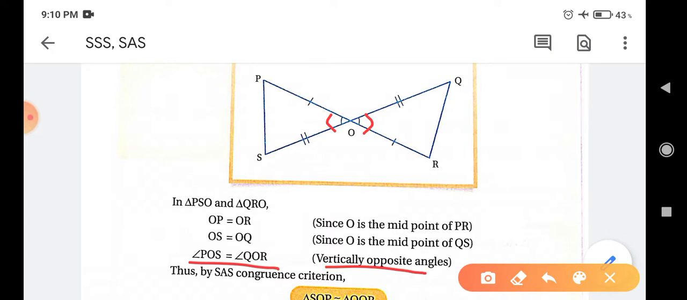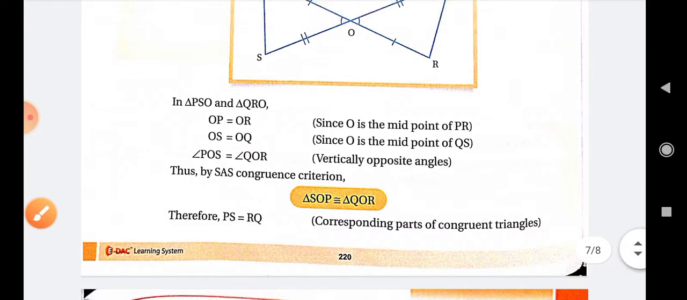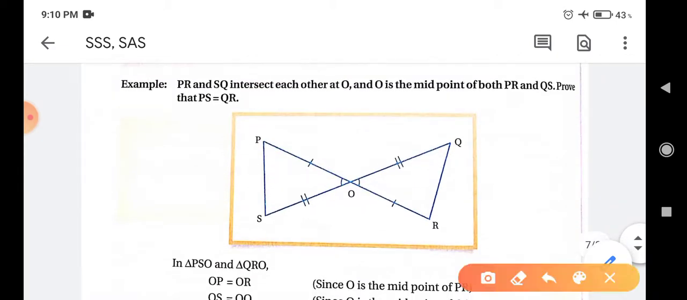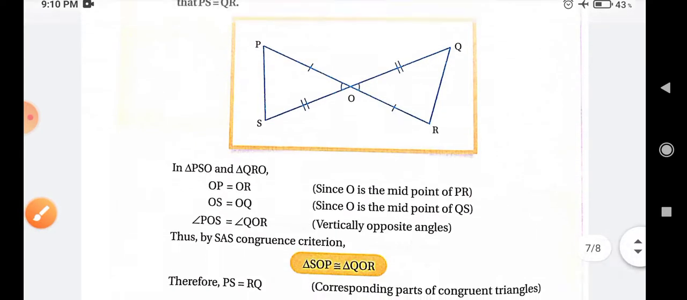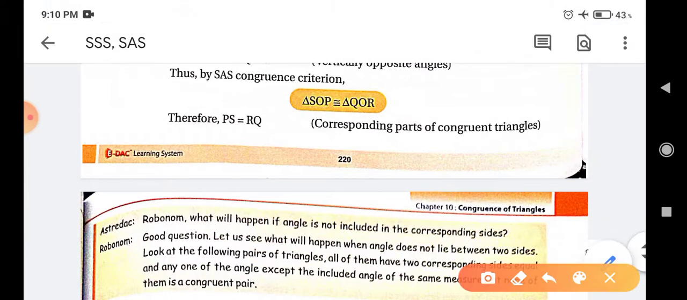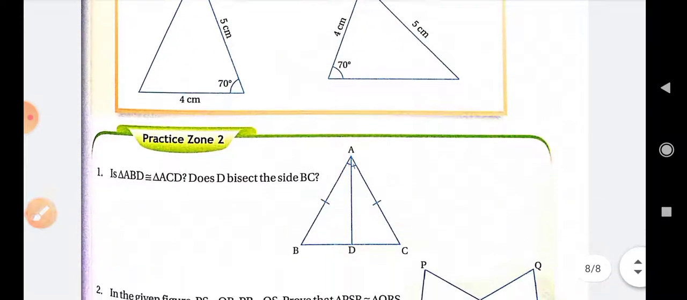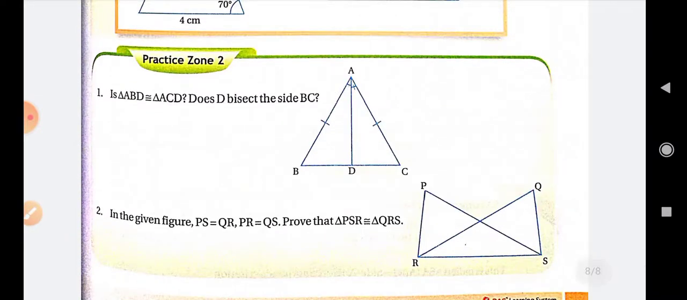So by SAS, side, angle, side, this angle is the included angle between these two sides. By SAS congruence criterion, these triangles are congruent. And we have to prove that PS is equal to QR. PS and QR are equal because these two triangles are congruent and their corresponding parts are also equal. In this way, we can do questions of SAS congruence criterion, and you can practice them easily. Thank you.